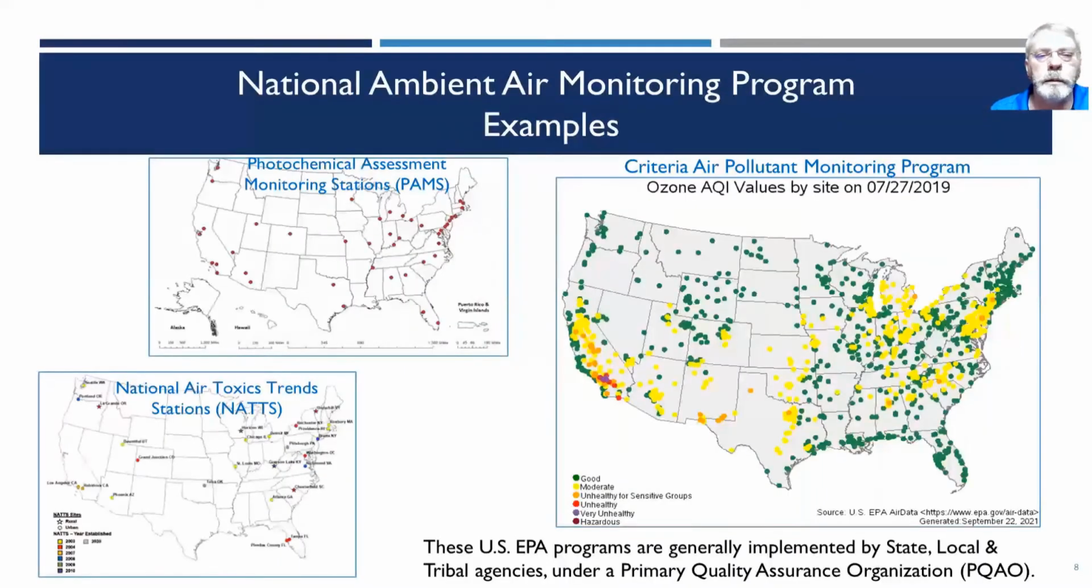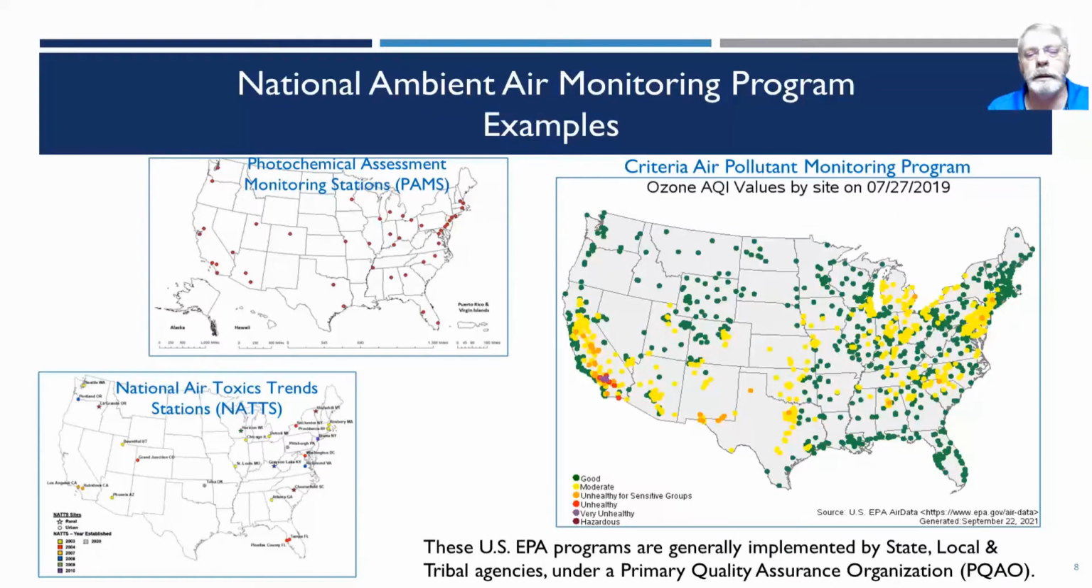This slide shows some examples of national ambient air monitoring programs. For these programs, monitoring, laboratory, and quality assurance activities are well defined through federal requirements and guidelines under US EPA's purview. Implementation of this monitoring is mainly by state, local, and tribal agencies with funding by EPA grants. Examples include the photochemical assessment monitoring stations, PAMS, and the National Air Toxics Trends Stations, or NATTS.